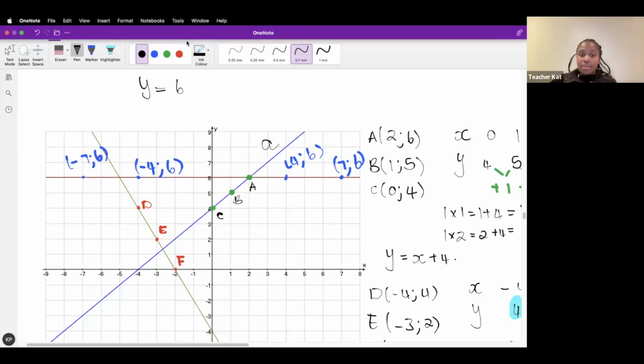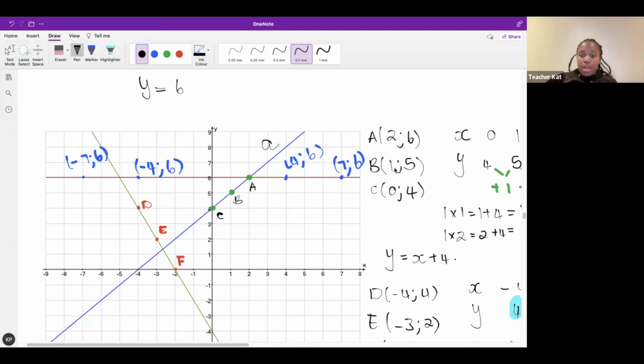Let's have a thumbs up, thumbs down. No matter where I go on this graph, y will be 6. So the graph equation is y is equal to 6. I have very few thumbs up for the number of people that are in here. Wonderful, that's much better. Much, much better.